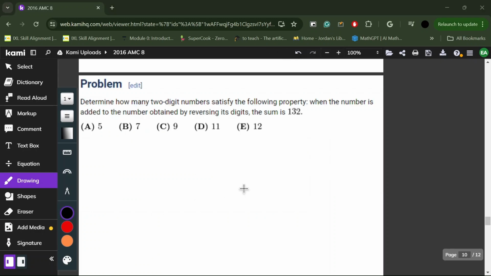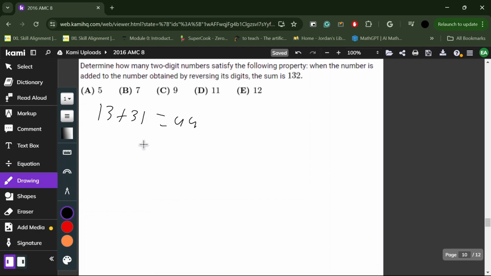Determine how many two-digit numbers satisfy the following property. When the number is added to the number obtained by reversing its digits, the sum is 132. So let's break this question down. It says when it's added to the number obtained by reversing the digits. So that would be like an example, 13 plus 31. You're going to get 44. That's not 132, but that's just showing you what it means. 13 plus its opposite digits.